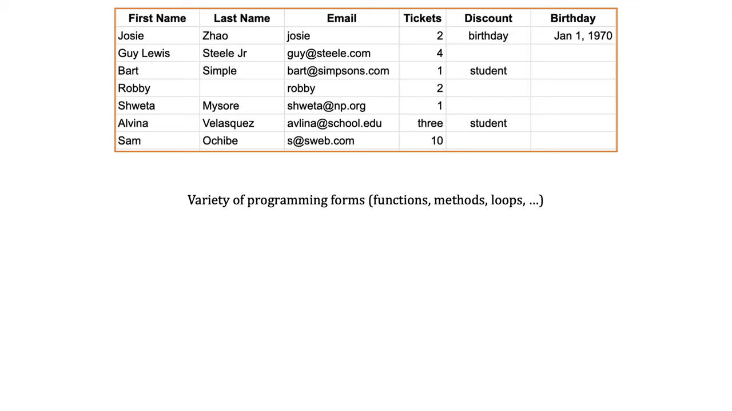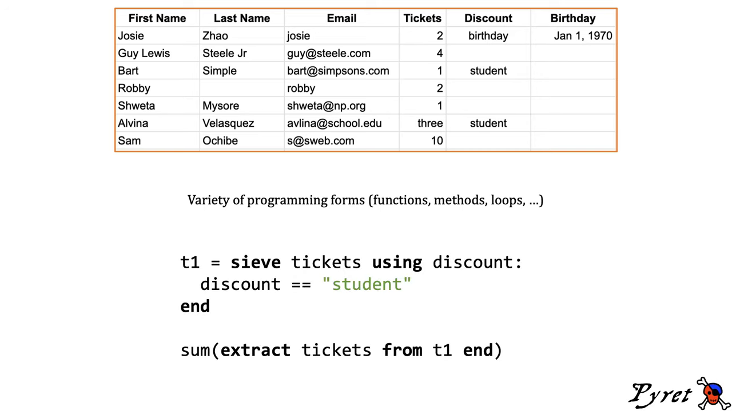So I've been building a language called Pirate. And in Pirate, this is literally the code that I would write, right? So I would say filter sieve is how we say filter. We filter the tickets table using the discount column. We take the things that are discount equals student. And what we get out of that is a list or an array if you want, okay? And now we can say we extract sum all of those, and those are the things that we're going to sum, right? Now, how you write that sum function, you can write that in about half a dozen different ways.